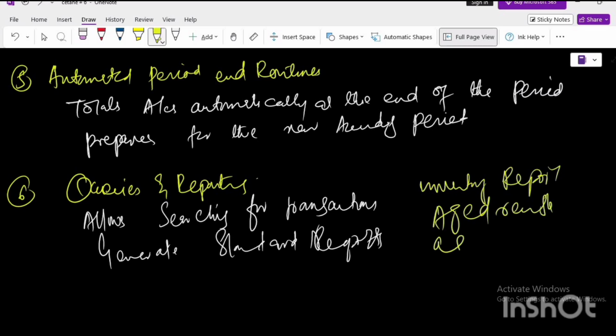You may like a report of aged payables. Aged payables mean a list of unpaid supplier bills. And these different types of report, if you want, then this software allows you to search for each transaction and generate different types of report.